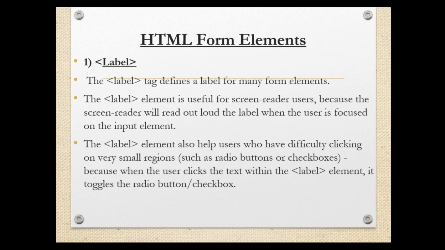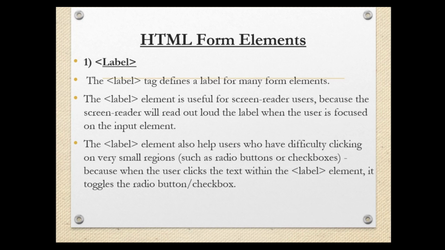Now the different elements of HTML are like, first one we have label. A label tag defines a label for many form elements. The label element is useful for screen reader users because the screen reader will read out loud the label when the user is focused on the input element. The label element also helps users who have difficulty clicking on a very small region such as a radio button or checkbox, because when the user clicks, the text within the label element toggles the radio button or checkbox. So first one we have the label element.